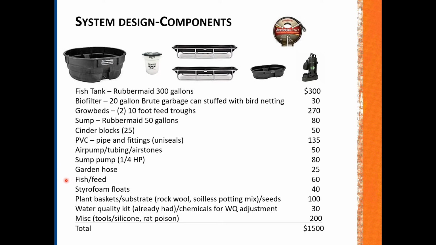I had to buy fish and feed, some styrofoam from Lowe's for floats, plant baskets and water quality kits, some miscellaneous tools, some silicone, and some rat poison because we had a little rat that liked living in our greenhouse at the time. So my whole system came to a grand total of about $1,500, and I've been running it for over 4 years now.